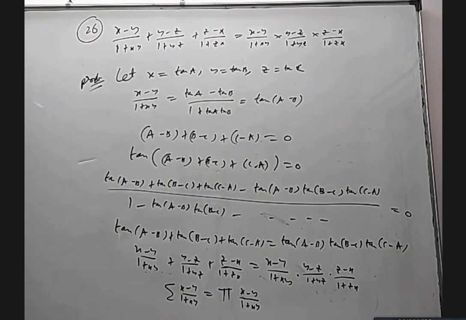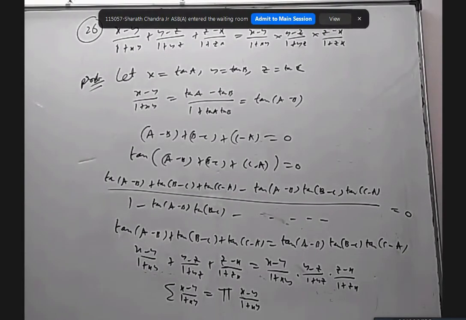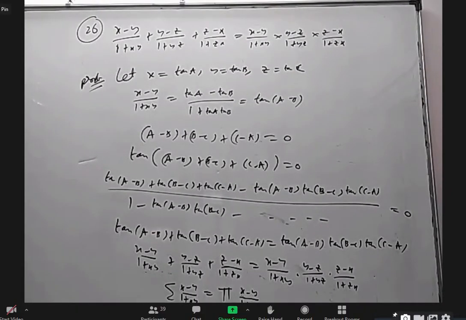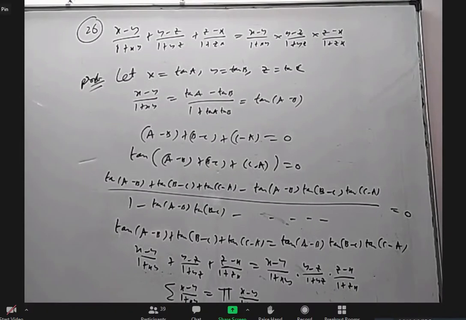Sir, I think we proved it for some triangle problem in IB, in compound angles. Tan A plus tan B plus tan C equals tan A into tan B into tan C. There A plus B plus C is 180 and here A plus B plus C is 0. Doesn't matter.